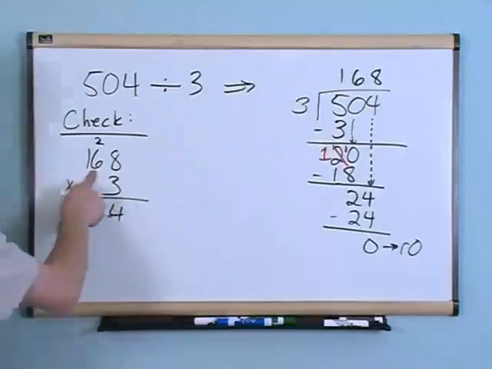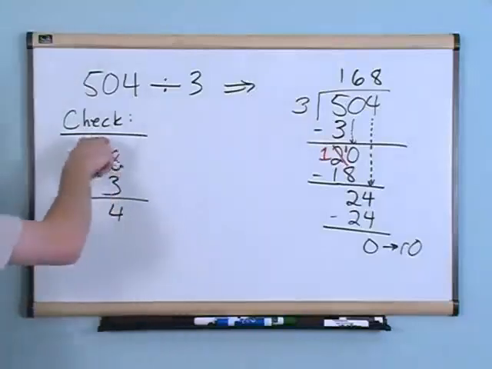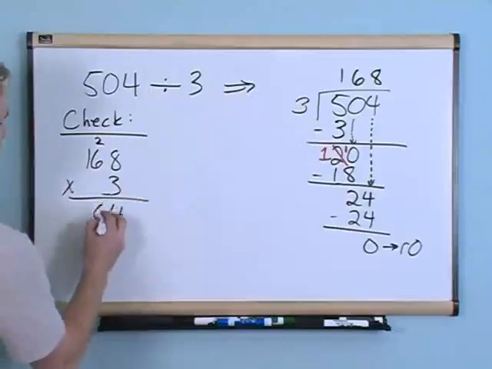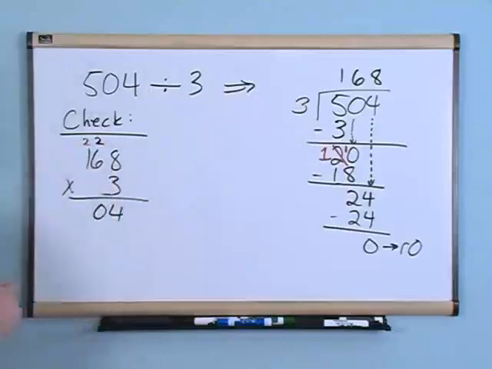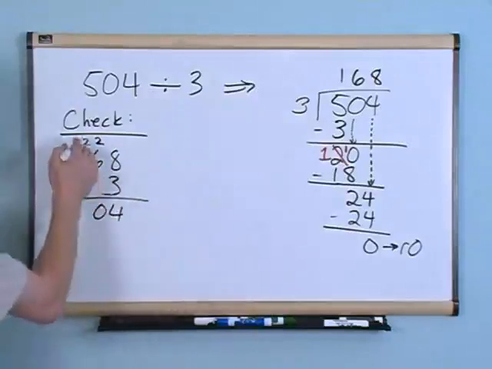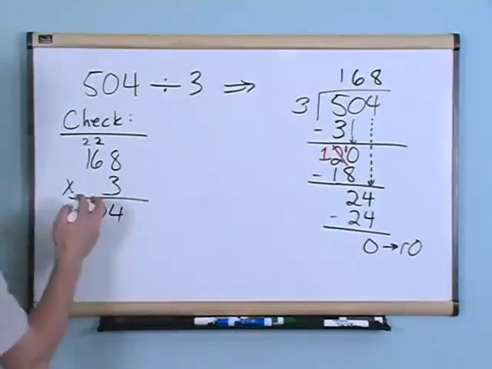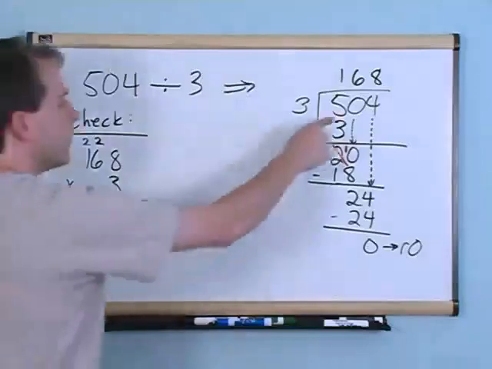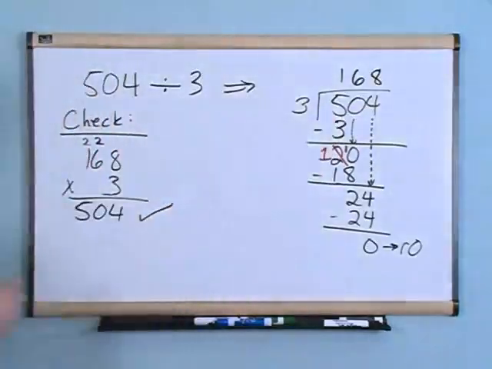6 times 3 is 18, right? 18 plus the 2 I just wrote here is going to give me 20. So I'm going to put the 0 there and the 2 up there. Okay? 1 times 3 gives me 3, plus 2 more gives me 5. 504 checks with 504. So I have checked the answer.